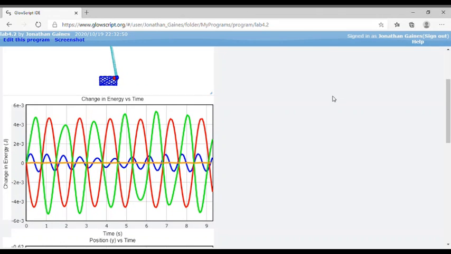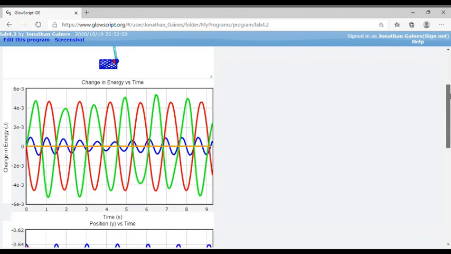Here we have the energy versus time graph. The blue line is the kinetic energy, the red line is the gravitational potential energy, and the green line is the spring potential energy. The orange line is the total energy of the system, and as you can see, it remains 0 for this entire time, and this means that the energy principle is satisfied.